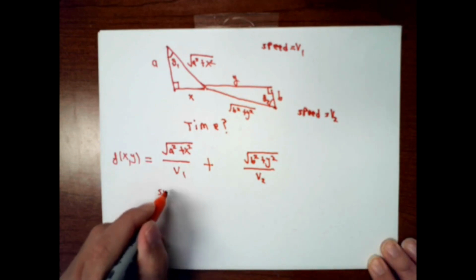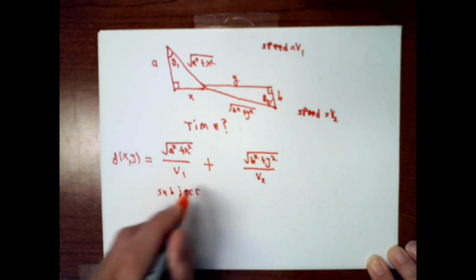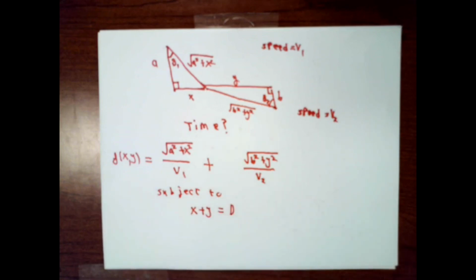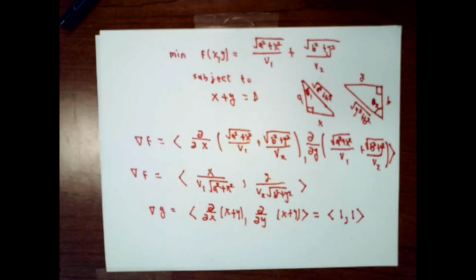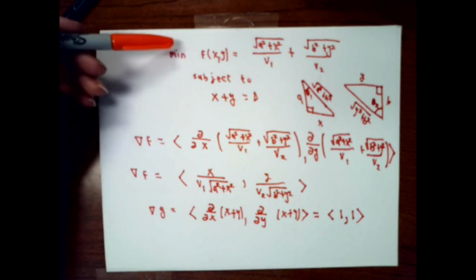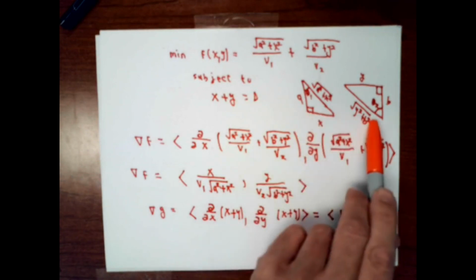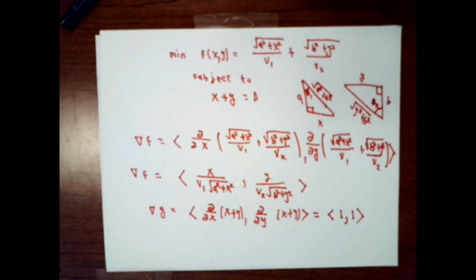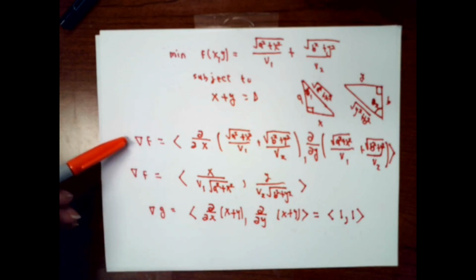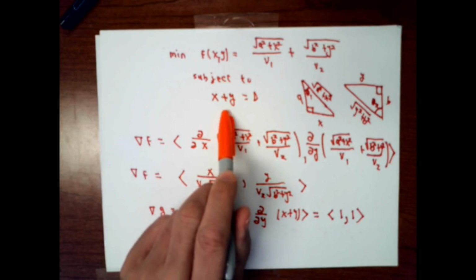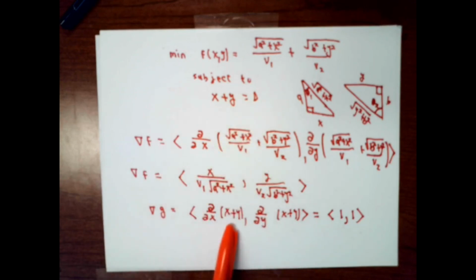I have to instead impose a side condition. X plus y must be d. So I want to minimize a function of two variables subject to a side condition. This is the setup that we had for the method of Lagrange multipliers. I've drawn my triangles in because I'll need them when I reach my conclusion. The gradient of f is straightforward to calculate. F is the sum of two things, each one of which depends on only one variable. The gradient of g is easy to calculate. It's a constant vector whose components are both 1.